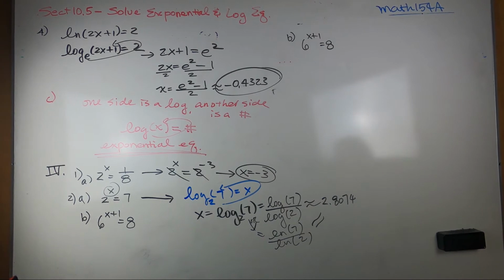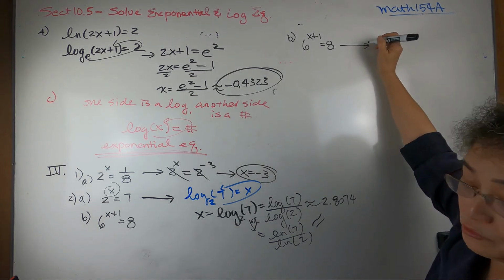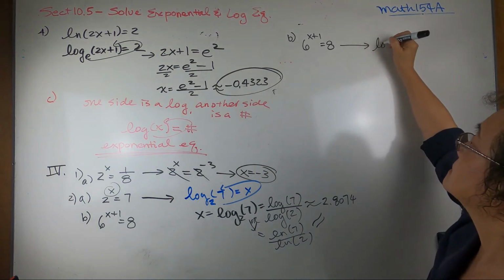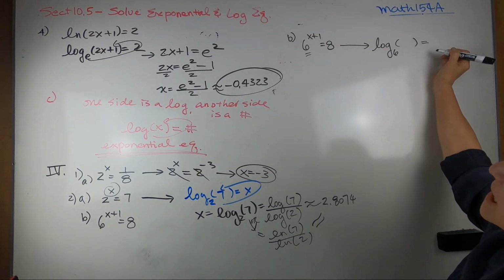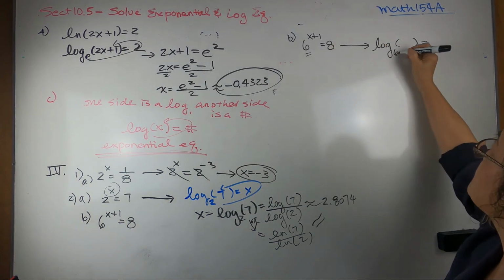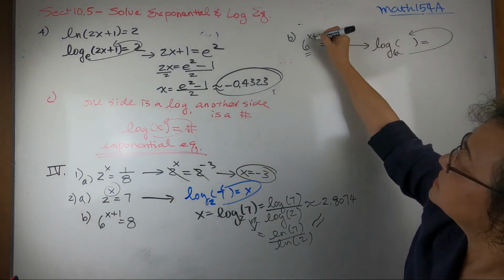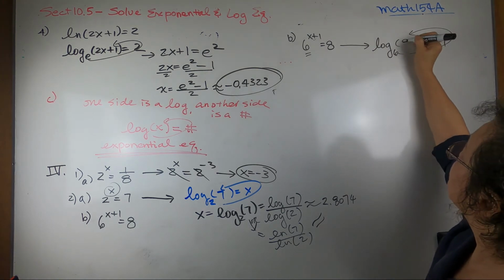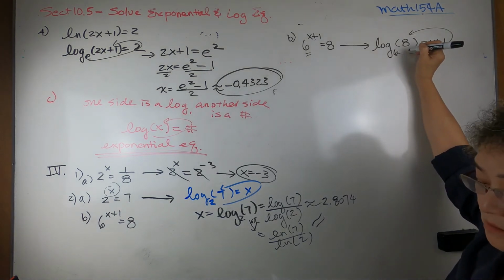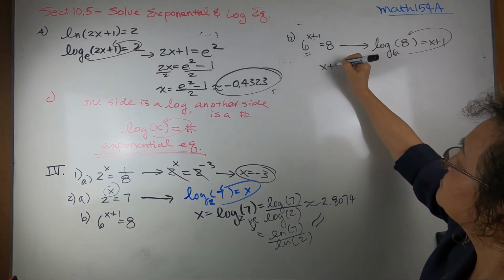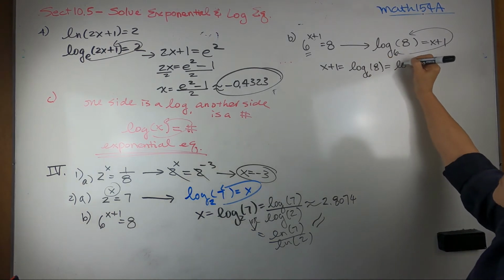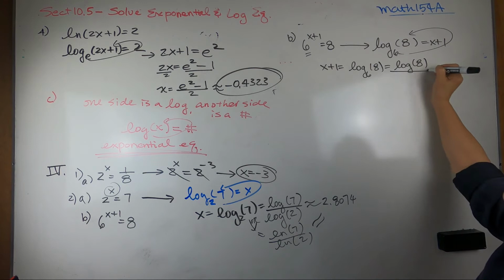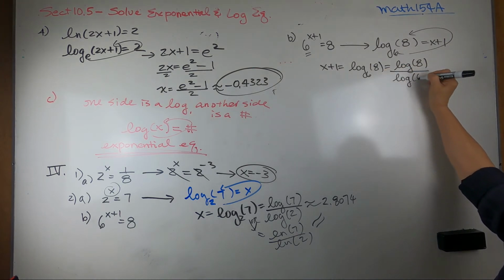Same thing, we cannot change to the same base. So what do we do? We will rewrite it as a log. Log base what? 6, right? What do you put inside? What do you put outside? So 6 to the power x plus 1 equals 8, right? So what do we have? x plus 1 equals log base 6 of 8. Then you should be able to find this value with the base change formula.